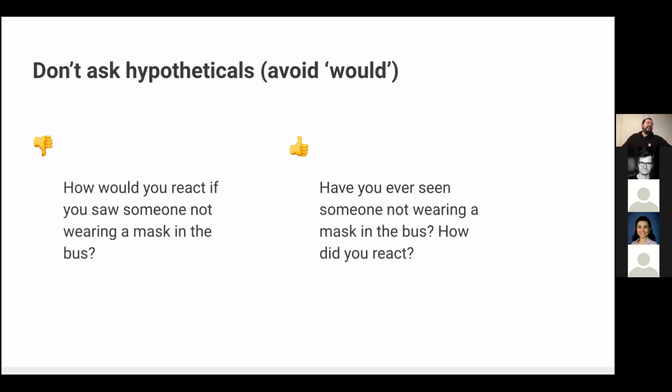Never ask hypotheticals. Anytime you start a question with would, you know you're probably going to get bad data. So a question like, how would you react if you saw someone not wearing a mask in the bus? This is a pretty current topic and maybe even a little bit controversial for some people. Depending on who you talk to, they're going to give you some pretty strong answers. But again, you're asking these people to predict their behavior. So a better version of this question would be, have you ever seen someone not wearing a mask in the bus? How did you react? This would give you much better data.